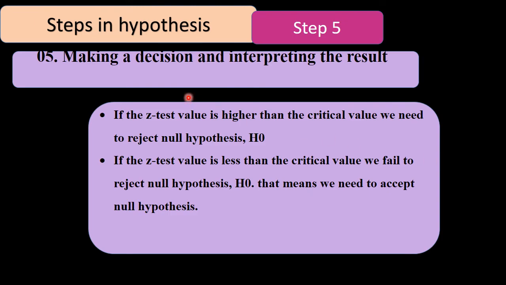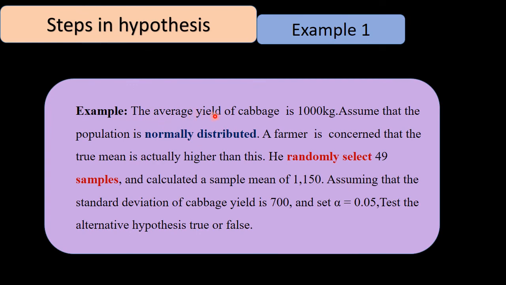Then step 5. What is step 5? Making a decision and interpreting the results. If the z-test value is higher than the critical value, we need to reject the null hypothesis. That means if the z-test value is in the critical region, we reject the null hypothesis. Earlier I also mentioned, if the z-test value is less than the critical value, we fail to reject the null hypothesis. That means we accept the null hypothesis. That is step 5. Then we will go to one example.